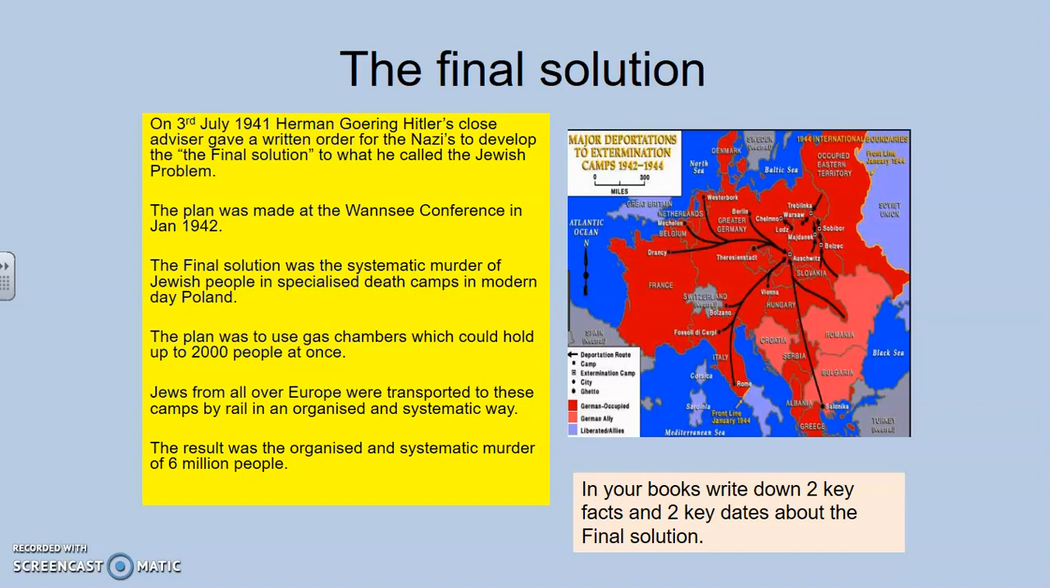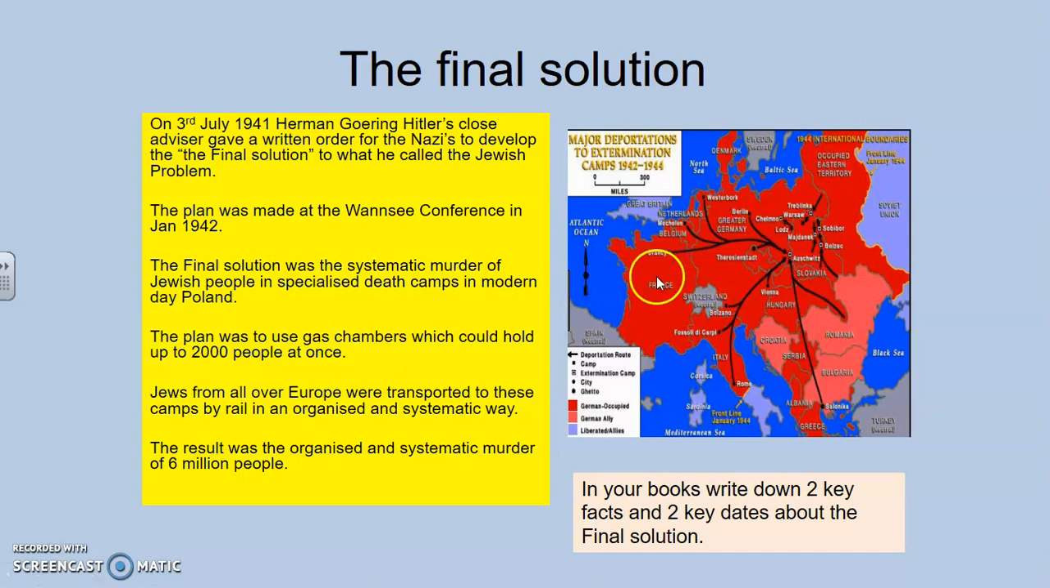The final solution was the systematic murder of Jewish people in specialized death camps in modern-day Poland. The plan was to use gas chambers which could hold up to 2,000 people at once. Jews from all over Europe were transported to these camps by rail in an organized and systematic way. The result was the organized murder of 6 million people.